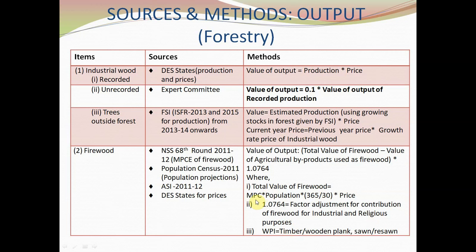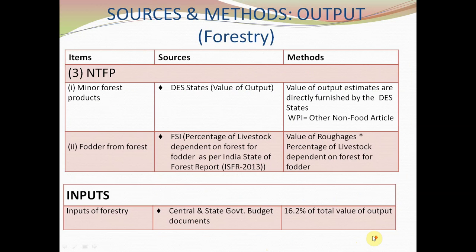and total value of firewood is calculated as monthly per capita consumption into population multiplied by 365 days divided by 30, because this is monthly per capita consumption. So divided by 30 we are calculating per day consumption and multiplying by price, and wholesale price index is used for this calculation, and WPI for timber or wooden plank is taken.